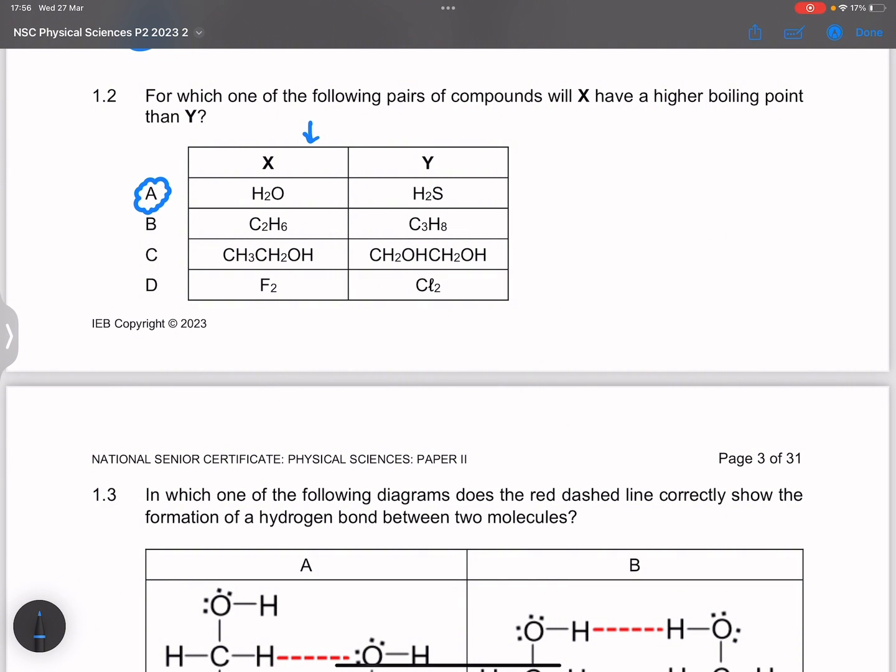And finally, you've got fluorine versus chlorine. Definitely chlorine would have stronger intermolecular forces. Remember in the periodic table, the further down you go, the larger the molecule and so the greater the intermolecular forces. So it would not be fluorine in that case. So definitely the answer is A.